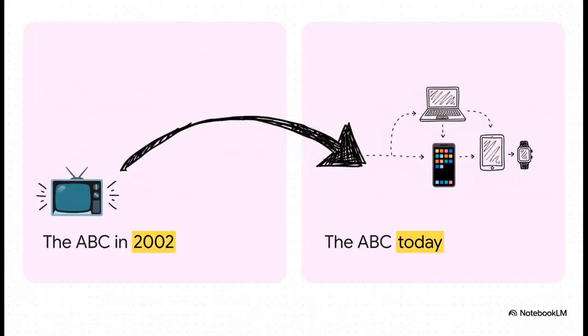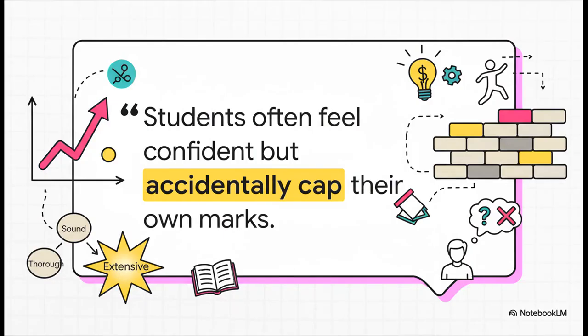I mean, just look at this. In the last 20 years, the ABC has gone from that to this. The technological leap has been absolutely massive, and it's completely changed the game for how we consume media. So the real question is, how do you talk about this huge revolution in a way that actually gets you the top marks? And that right there is the core problem we are solving today.